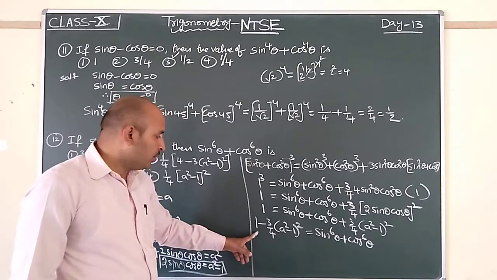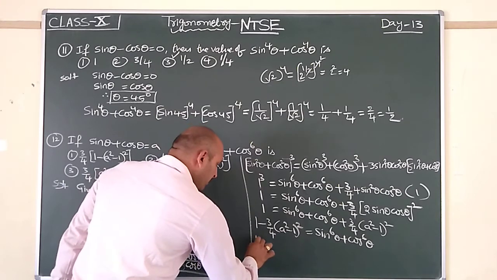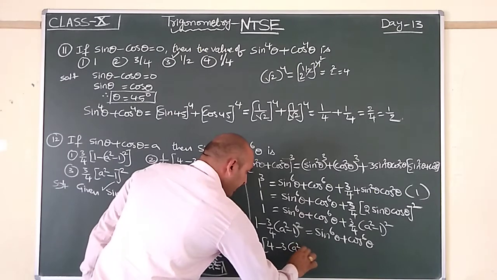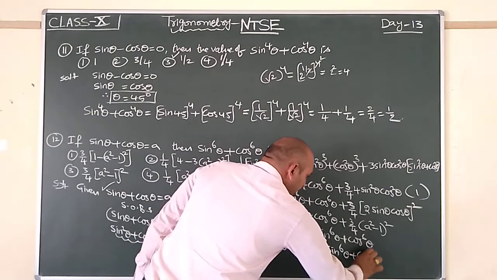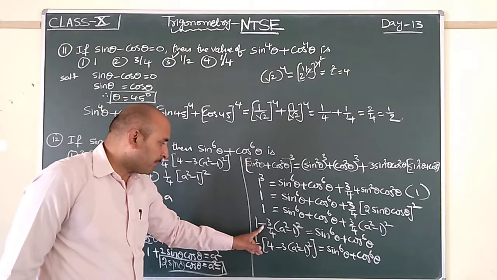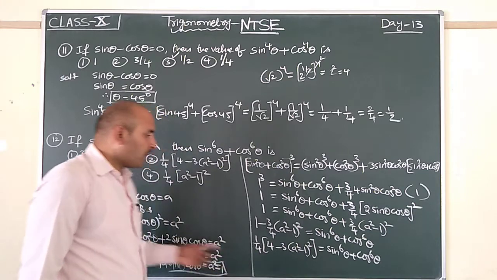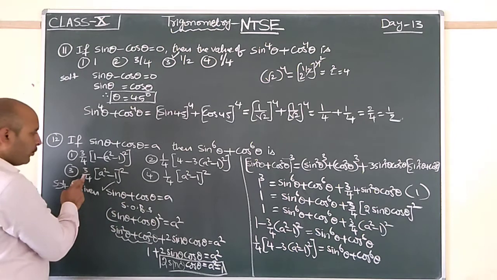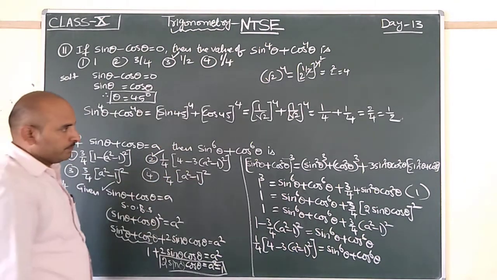In this left hand side, take 1 by 4 common. You will get 1 by 4 into 4 minus 3 into a square minus 1 whole square is equal to sin power 6 theta plus cos power 6 theta. Observe, 1 by 4 into 4, 4 4 cancel, you get 1 minus 3 by 4 into a square minus 1 whole square. Observe our result: sin power 6 theta plus cos power 6 theta value is clearly 1 by 4 into 4 minus 3 into a square minus 1 whole square. Option number 2.